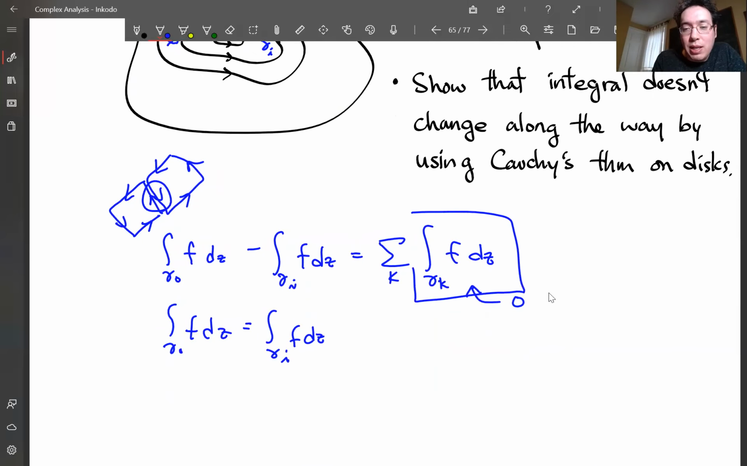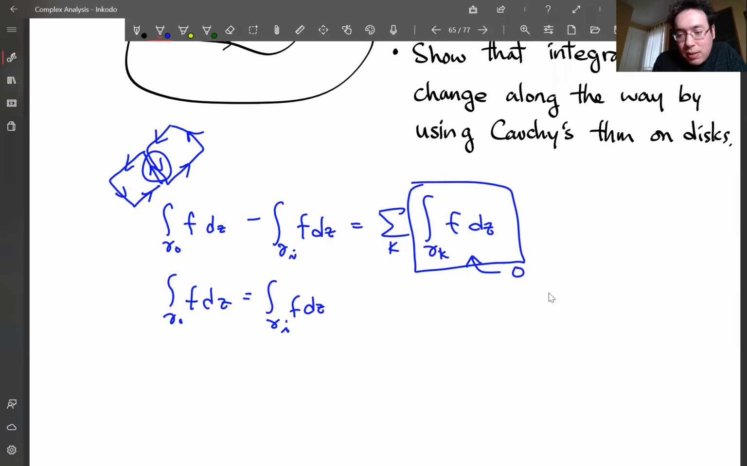How are we going to show that the little loops are zeros? Well, the actual proof is for triangles. But what you could do is approximate a small loop with a polygon, and each polygon could be broken up into little triangles.